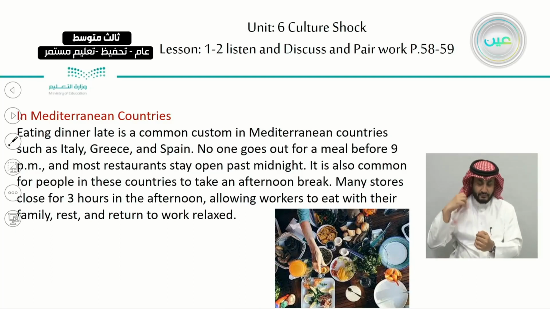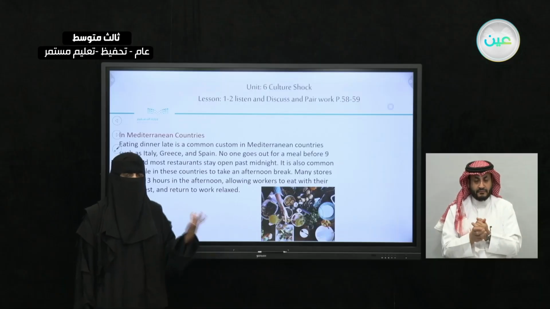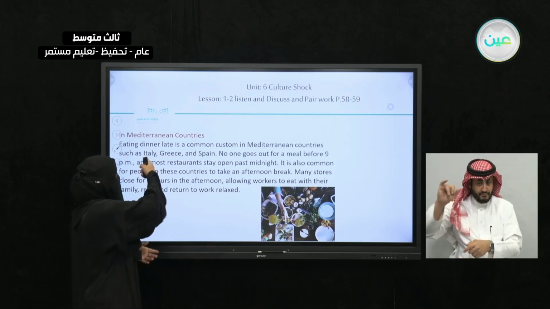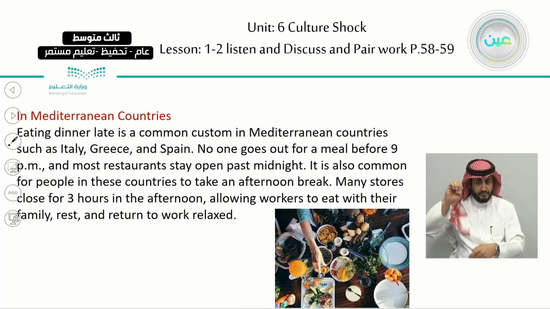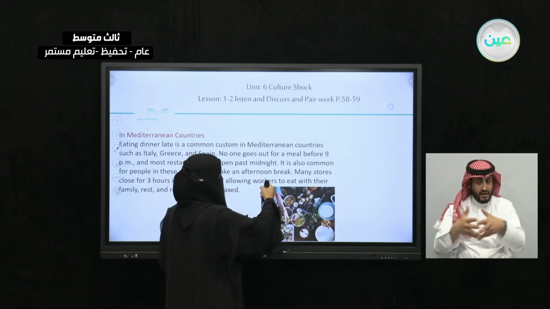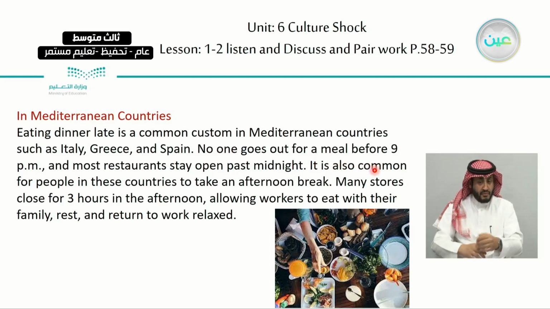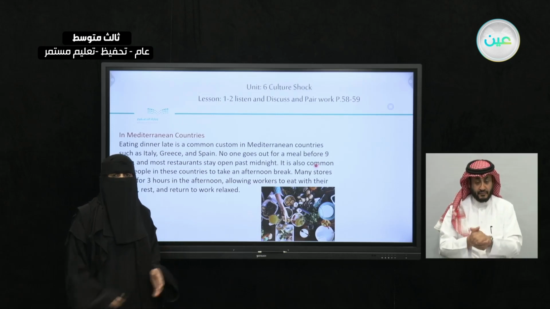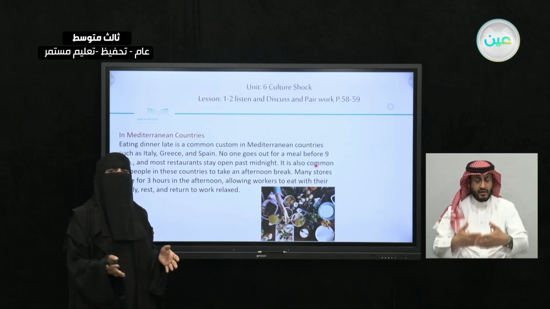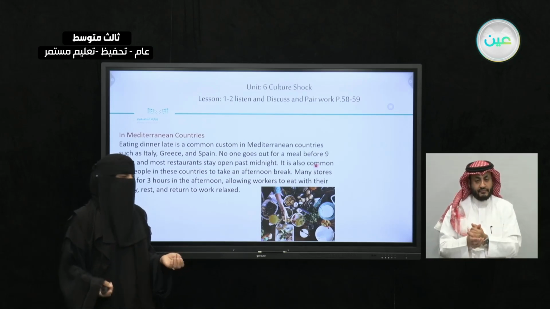We heard the text. Now let's see. Here they described Mediterranean countries. What do we mean by Mediterranean countries? They give us examples: Italy, Greece, and Spain. Their custom is to have their meals late. They don't have their meals before 9 p.m. And most restaurants stay up late. So this is one of their traditions. Do you think we have something similar? Do you think the restaurants stay open really late in our country? Yes, I think some restaurants stay open until 2 a.m.